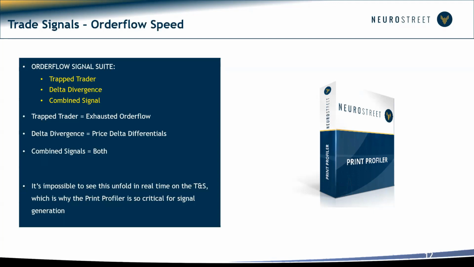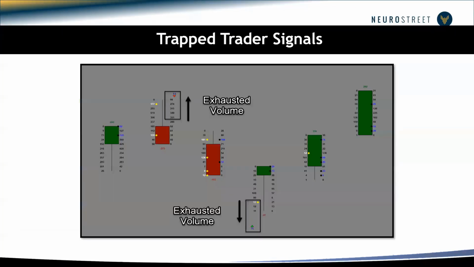First and foremost, we have a trap trader signal, which measures exhausted order flow at the highs or lows of price. Delta divergence looks at price and net delta and when they diverge from each other. And then we have a combined signal that bridges the two together. The reason we code signals for this is because it is physically impossible for our human minds to see this in the market as it's happening. So let me explain what it looks like.